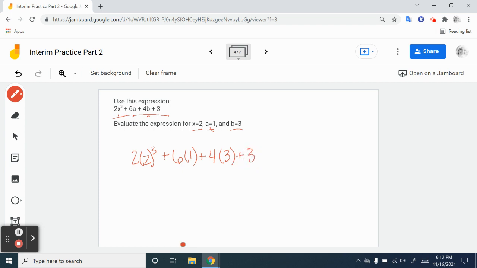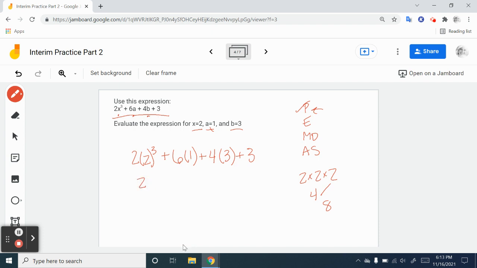Now I have to remember to do this with the order of operations. I need to do parentheses first, then exponents, then multiplication and division, and then addition and subtraction. So I'm going to look, I have parentheses, but there's just a number inside. So there's nothing to do inside of the parentheses. So I've done the parentheses. Exponents, I do have an exponent. So I need to do 2 to the third power. So 2 to the third power means 2 times 2 times 2. So 2 times 2 is 4, and 4 times 2 is 8.